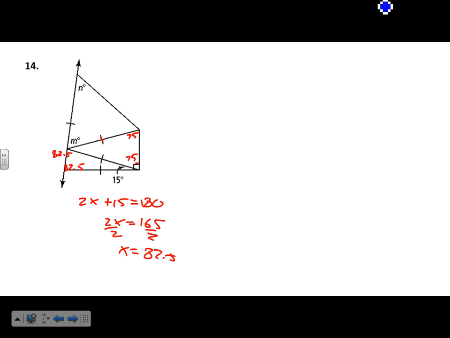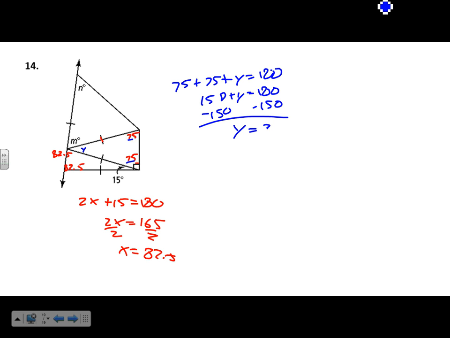So we have this side, we have 75 and 75. 75 plus 75 plus this other angle, we'll call it Y for right now. That's 150 plus Y is equal to 180. Subtract 150, Y is equal to 30. So that means this angle is 30 degrees.